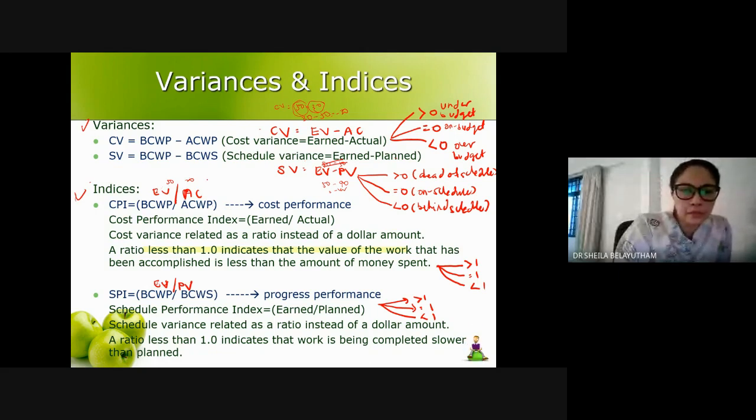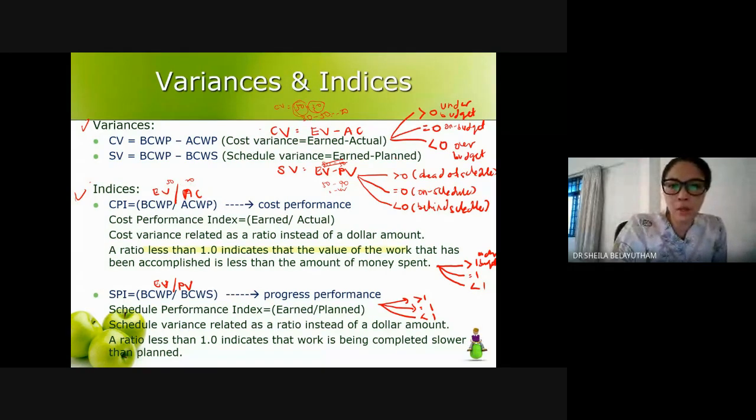Are we over budget? Are we under budget? Under budget, okay, which means more than one. So the answer you get here will be similar at the top. It's easy: you can just put a figure to understand whether it is over budget or under budget. Equal to one will be right on the cost, and less than one will give you over budget.